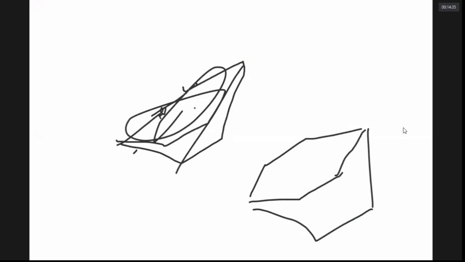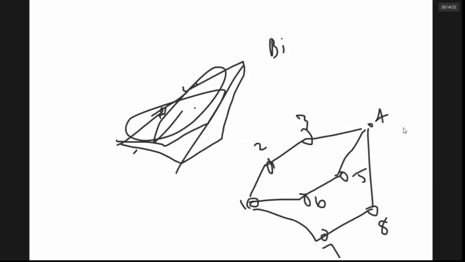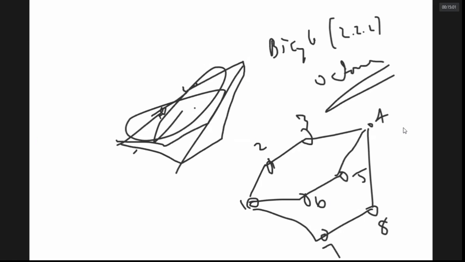Sir, bicyclo 2,2,2 octane. Perfect. From the bridgehead, there are 2 carbons here, 2 carbons here, 2 carbons here. Then obviously it is bicyclo. Okay, sir? Are we clear?